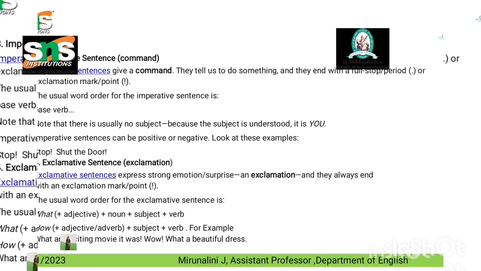Next, the final type of sentence is exclamative sentence. Exclamative sentence is what we express when a sudden expression comes out of the mouth. For example, wow, what a beautiful flower. What a beautiful car. Wow, alas, hooray, you hit my leg. These are all exclamative sentences.